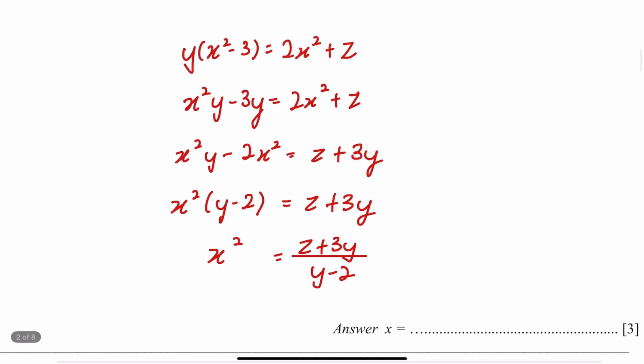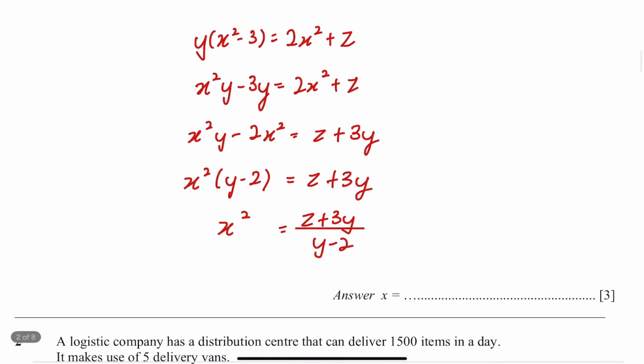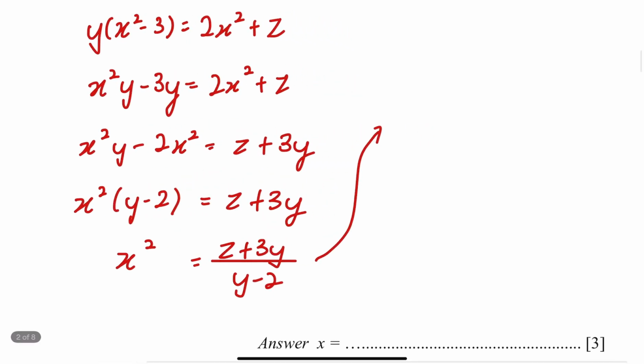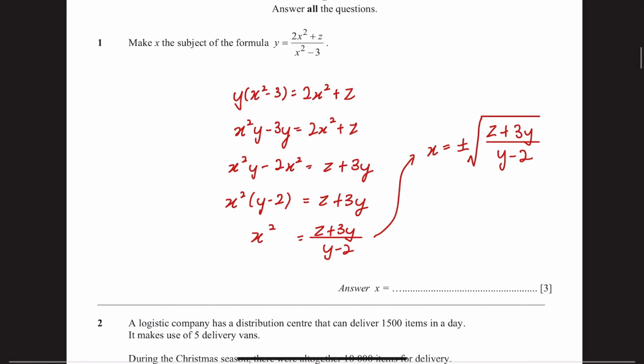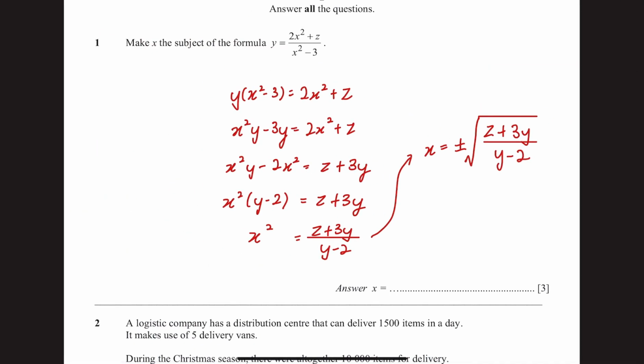Okay, therefore, to find out what is x, to carry out the square, I will square root both sides. I will get x equals to plus minus, remember to square root unknown, there should always be a plus minus, of z plus 3y over y minus 2. Okay, and this is for question number 1. Alright, let's now look at question number 2.